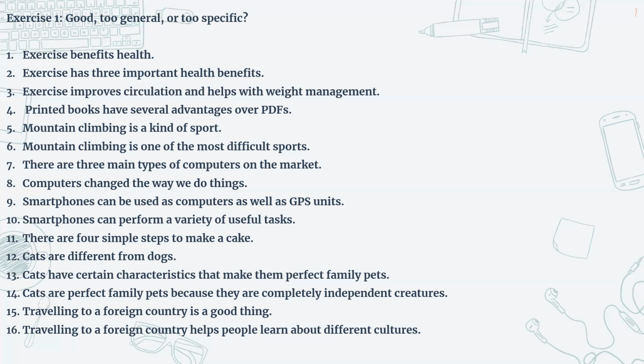Thirteen, cats have certain characteristics that make them perfect family pets. I like this one a lot. The rest of the paragraph will be about these certain characteristics that make cats perfect family pets. Fourteen, cats are perfect family pets because they are completely independent creatures. No, this is too specific. You are being too specific. You are giving specific information in the topic sentence. So this is not a good one.